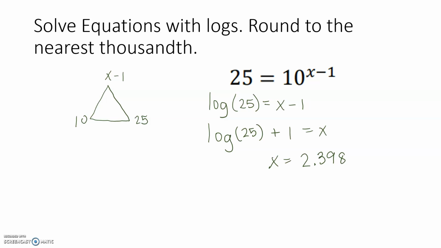If I wanted to check that answer, I could do 10 to the 1.398 because I subtract 1. That's not going to give me the exact answer of 25 because I rounded, but it gives me 25.003, so it's pretty good.